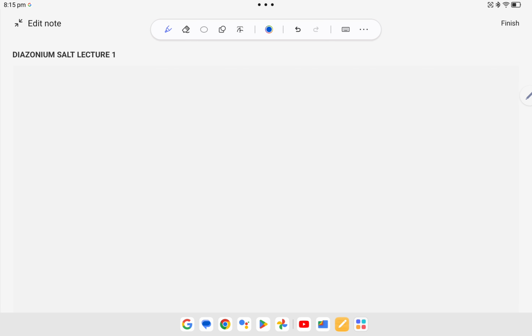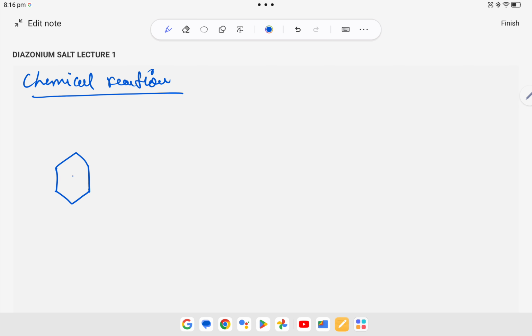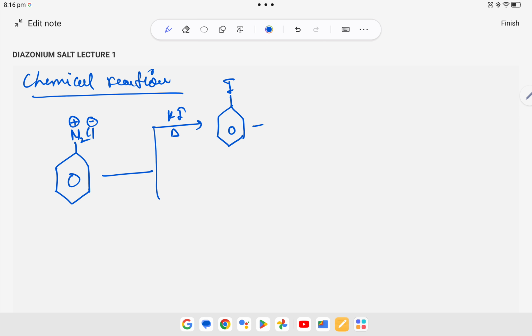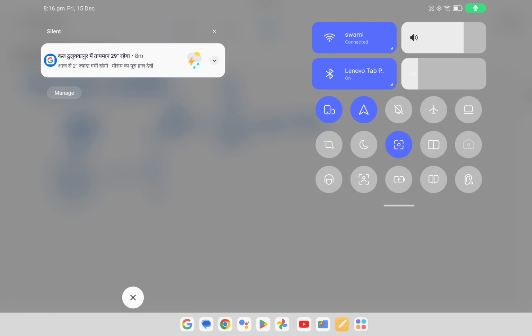Check it. Here again, diazonium chloride reacts with KI and heat. In that case iodobenzene is formed, along with KCl, and N2 is released.